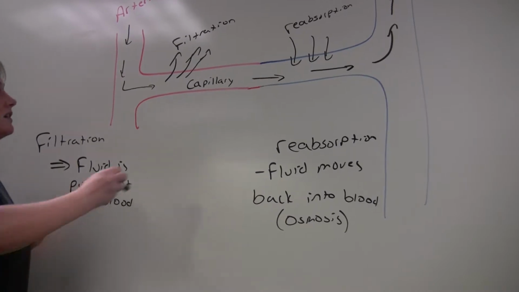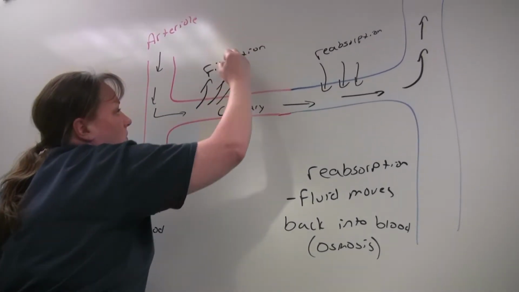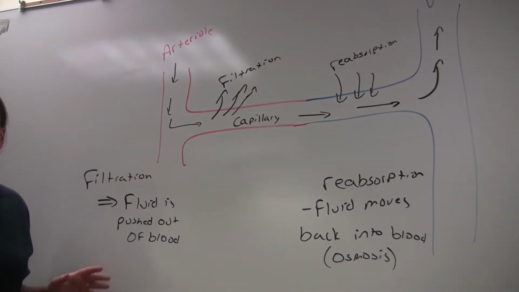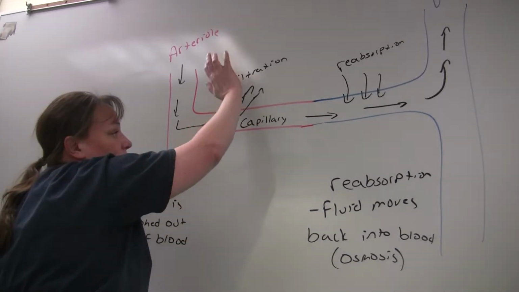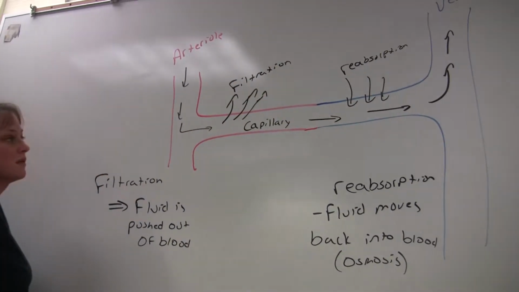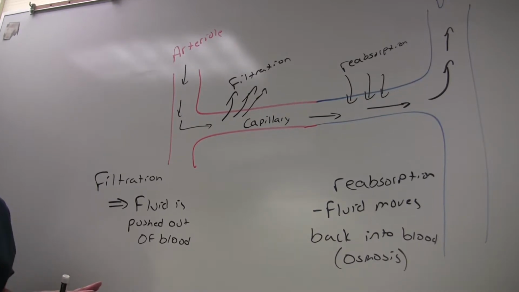So in this area, this is where we have our organs, tissues, and cells. So this is where cells can get fluids if they need it. If they don't, it's reabsorbed. So far, so good? Okay.